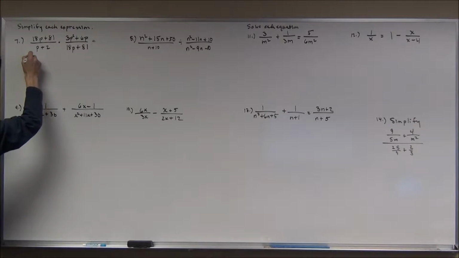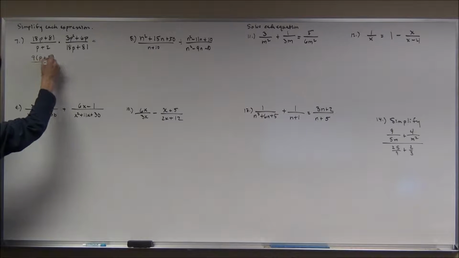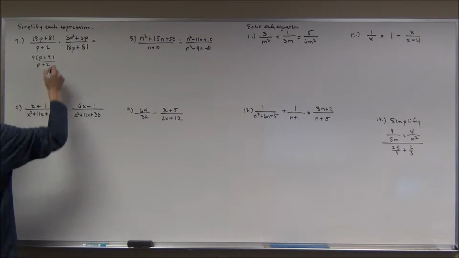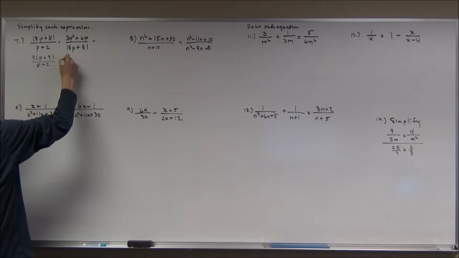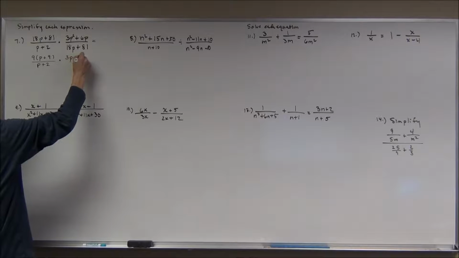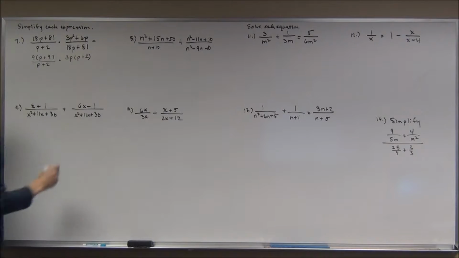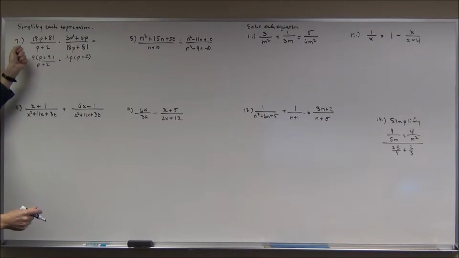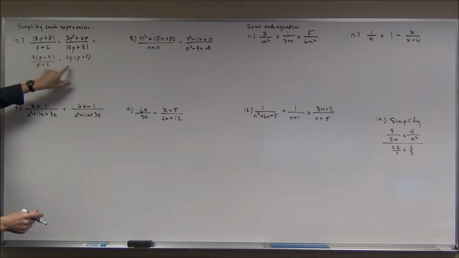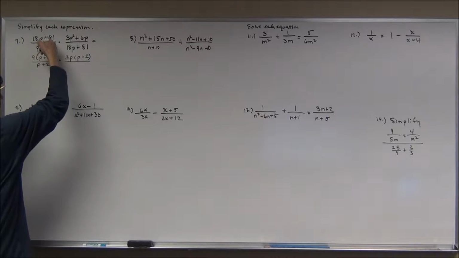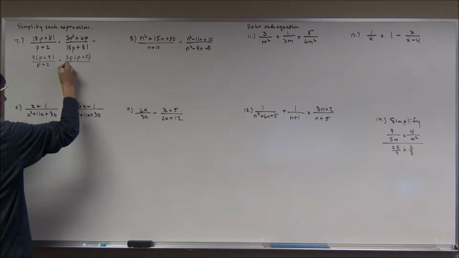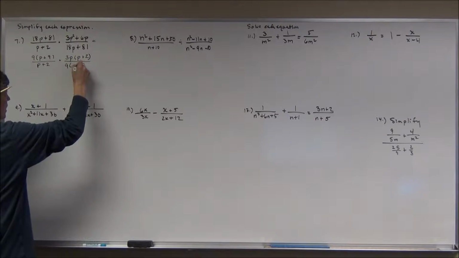The GCF there is a 9, which is 9 times p plus 9, and that's all over p plus 2. Now, p plus 2 does not factor. That's as far as that one simplifies. Up here, I can factor out a GCF of 3p. Remember always to check for the GCFs first. If I factor out a 3p, like reversing the distributive property, I get 3p times the quantity p plus 2, and just like this numerator up here, this denominator factors to 9 times the quantity of p plus 9.